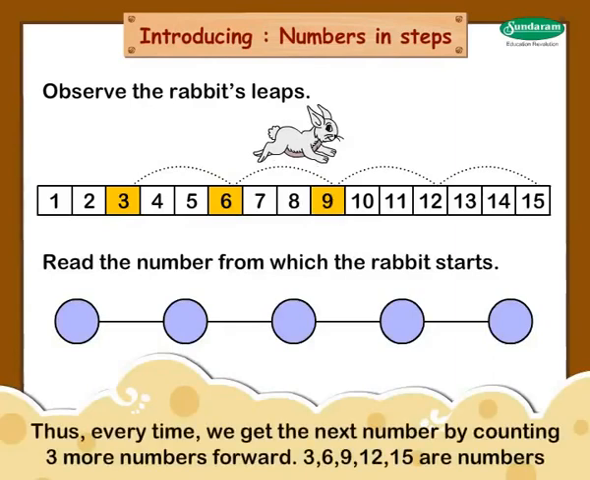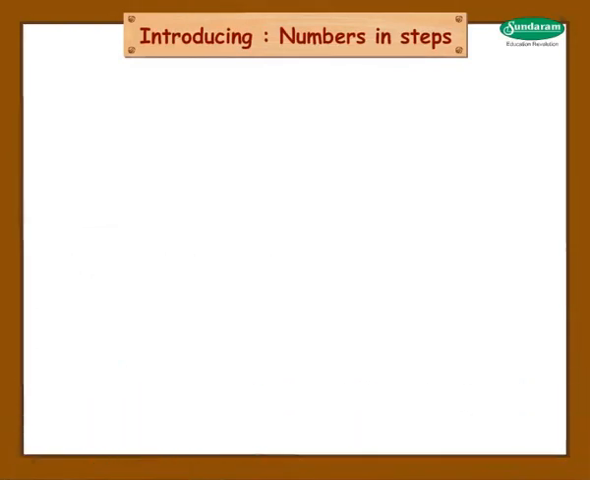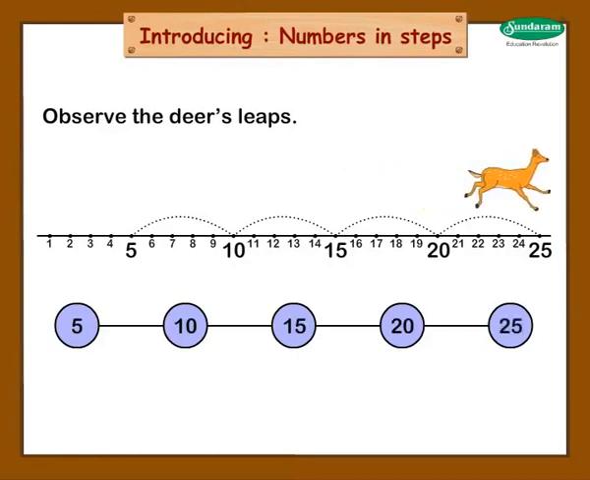Thus, every time, we get the next number by counting 3 more numbers forward. 3, 6, 9, 12, 15 are the numbers. Observe the deer's leaps. 5, 10, 15, 20, 25 are the numbers in step of 5.